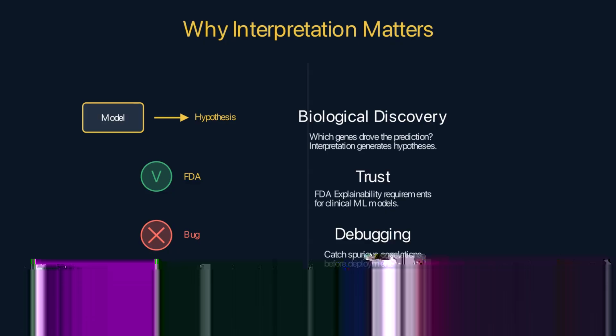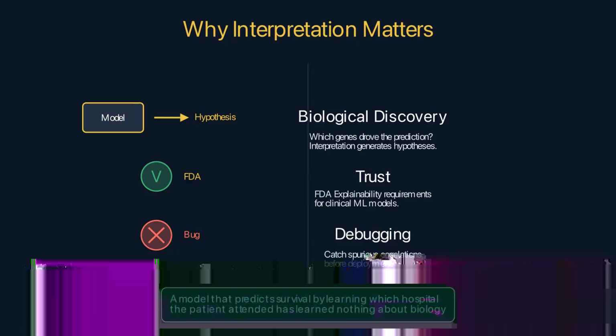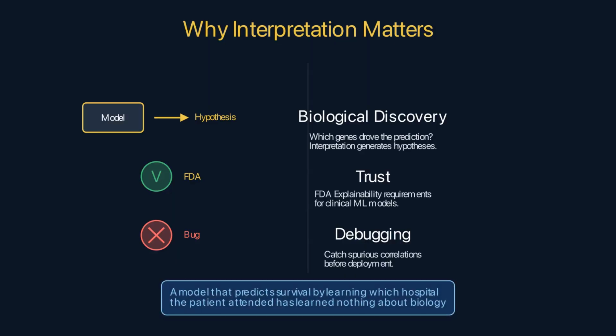Third, debugging. If the model achieves high accuracy by learning a batch effect or confounding variable, interpretation catches the problem. A model that predicts survival by learning which hospital the patient attended had learned nothing about biology.